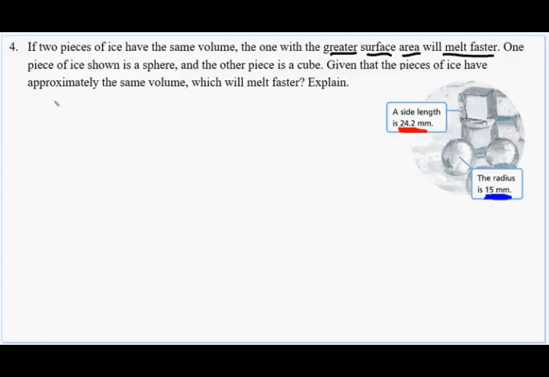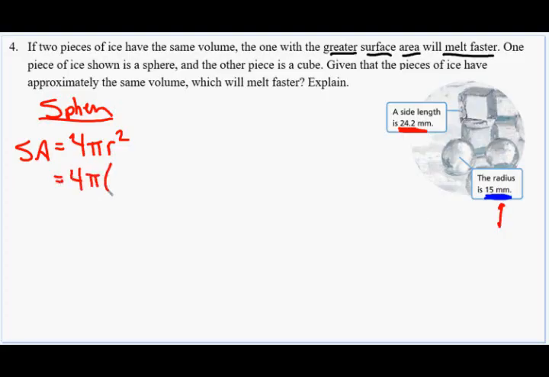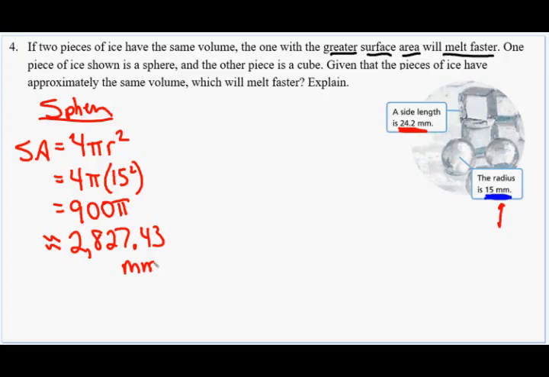So let's do the sphere. I'll do the sphere here in red ink. Surface area of a sphere is 4 pi r squared. Well, we know the r, the radius over here, is 15. So that's going to be 4 times pi times 15 squared. 15 squared is 225. 225 times 4 is 900. So this is 900 pi, and let's get that as a decimal. Approximately 2,827.43 millimeters squared.